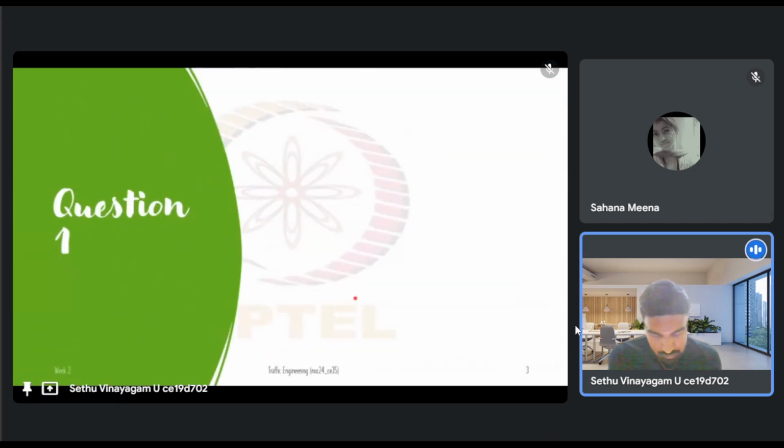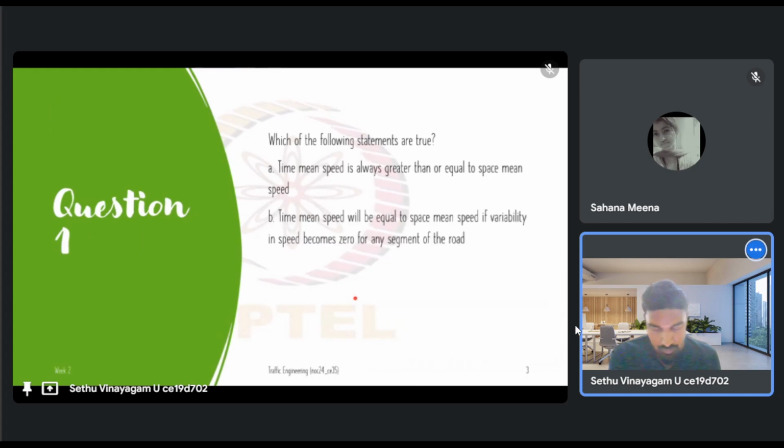So the first question is, which of the following statements are true? A is time mean speed is always greater than or equal to the space mean speed. B, time mean speed will be equal to space mean speed if the variability in the speed becomes 0 for any segment of the road.